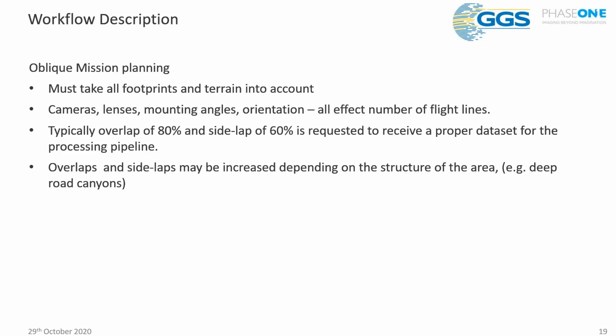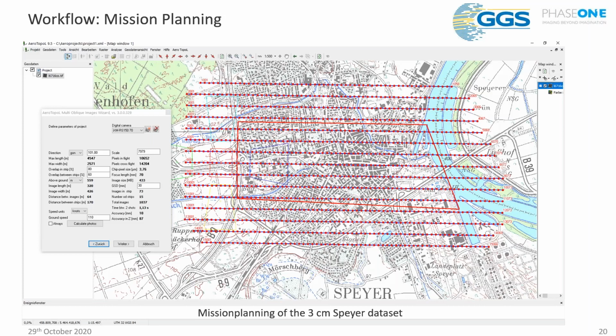So it means deep road canyons, for example, at skyscrapers. So this influences the design of the overlap and maybe also the setting of the viewing angles. This is an example of an area, I think it was the 3 centimeter flight over Speyer, where we may see from ETI later some examples. So that's actually the area we wanted to capture. And so you see more flight lines to cover the oblique views of this area. So an oblique flight definitely needs more flight lines.